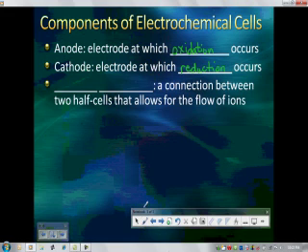All right, so we need a connection between our two containers that allows for the flow of ions. Remember what we called that upside down U-tube thing? A salt bridge. Totally salt bridge, right? And even if we use the porous disc, we still call it a salt bridge. And by salt, we simply mean a metal and a non-metal, a cation and an anion.